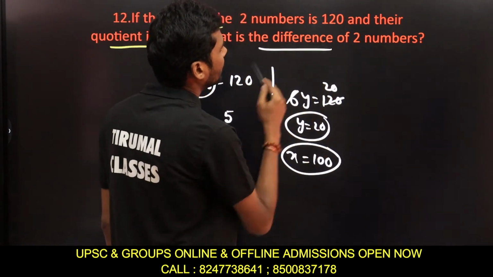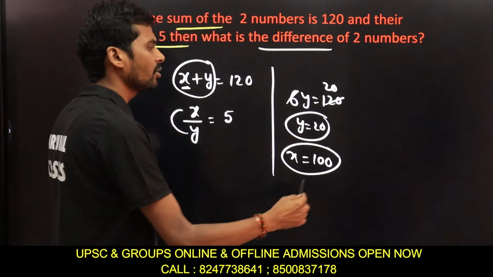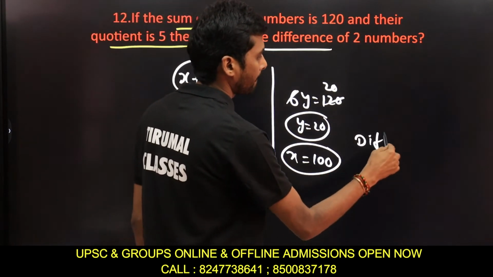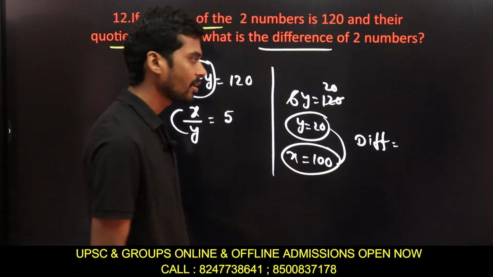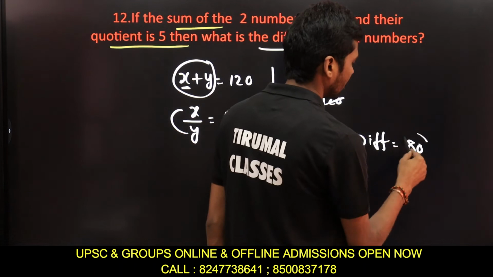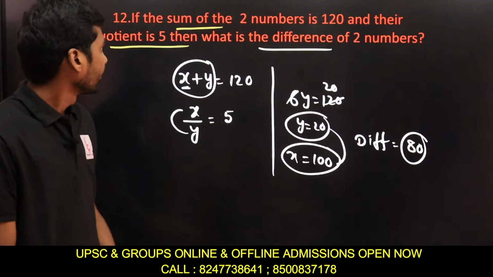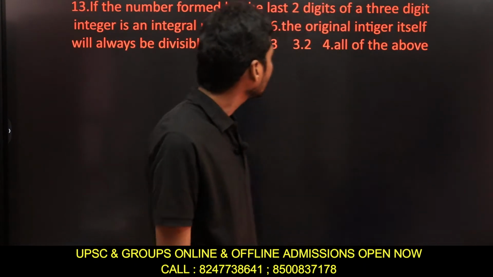Now we had to find out the difference of the two numbers. So difference means what? Difference means x minus y, right? So x minus y means 100 minus 20, the value is what? 80. It's a simple problem, right? Okay, let's go to the next one.